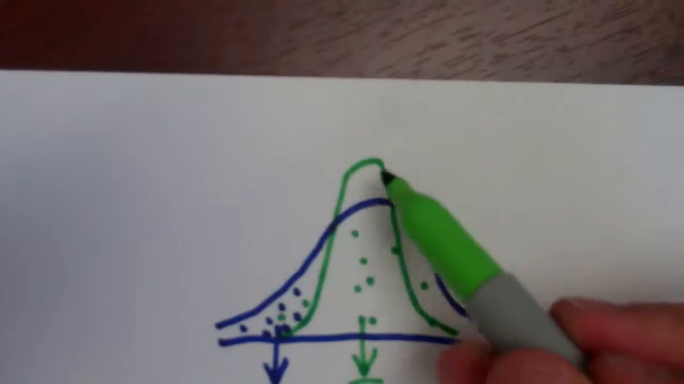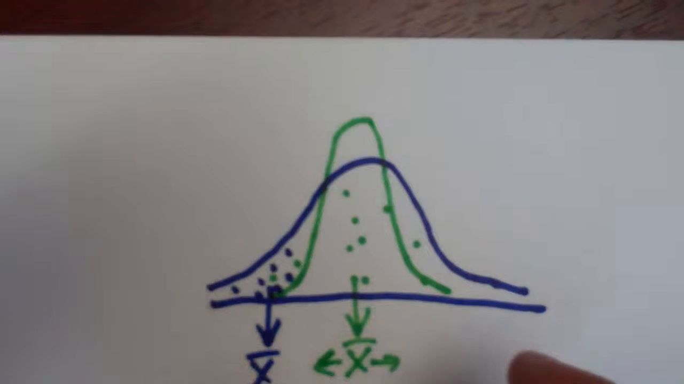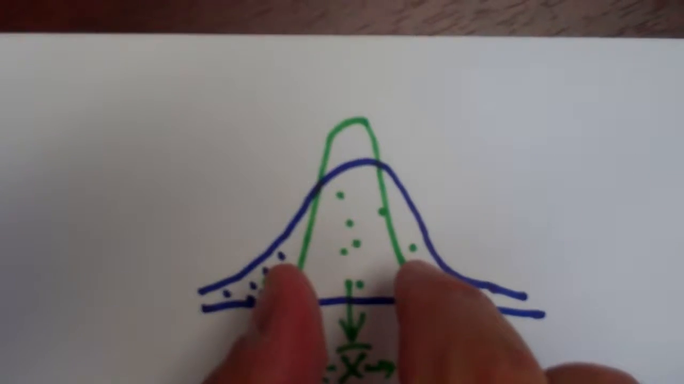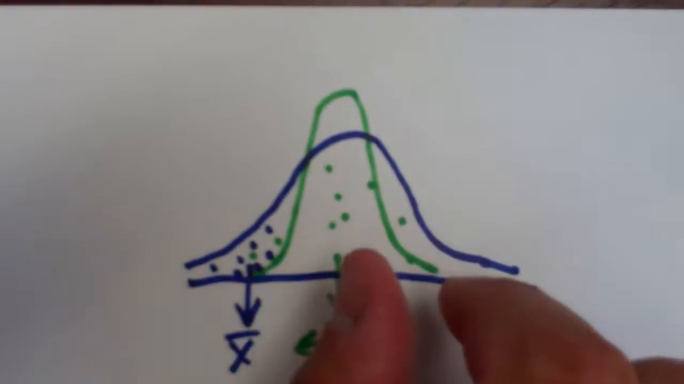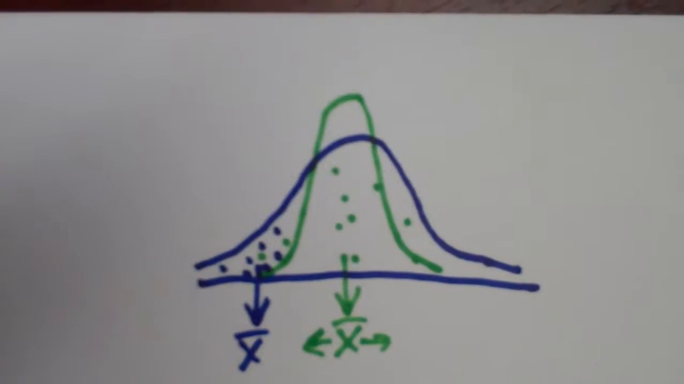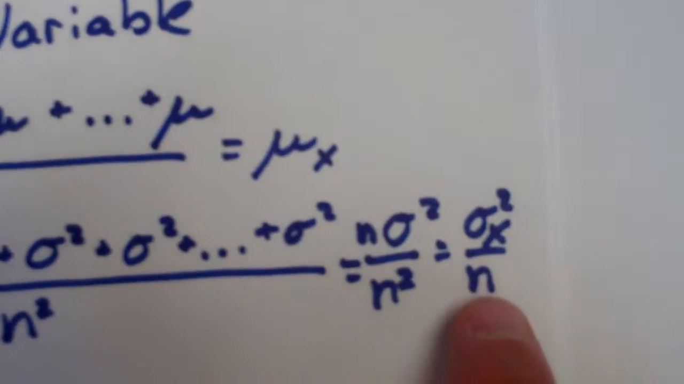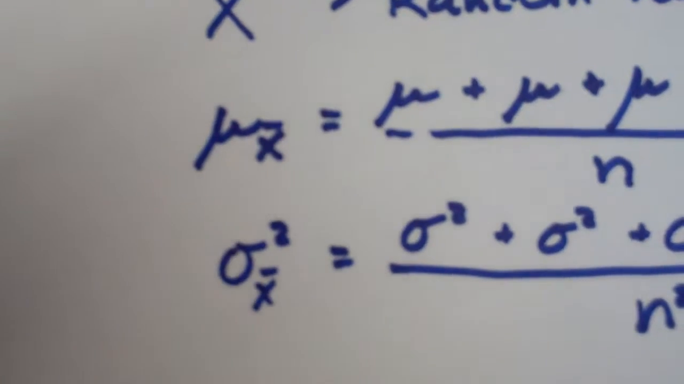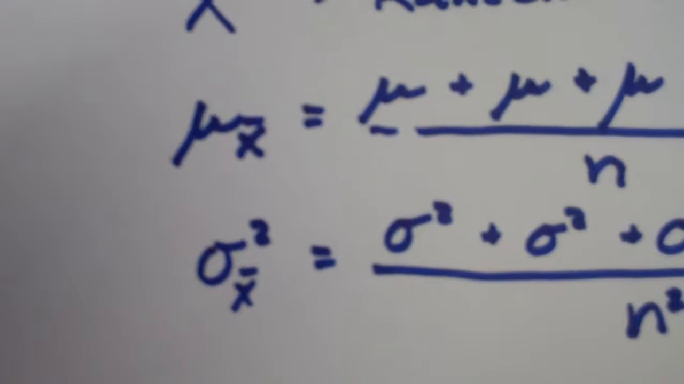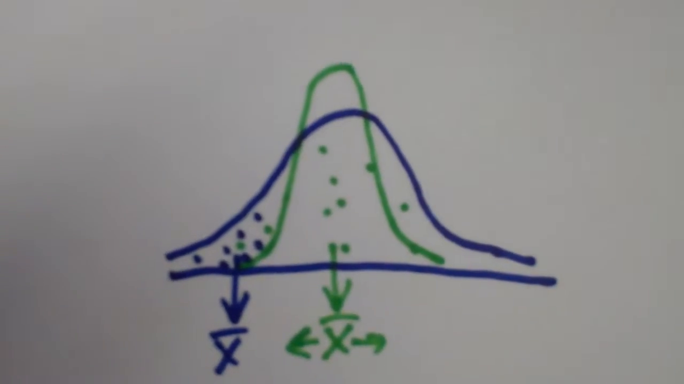So the mean is the same as the mean of x, but the variance is much narrower, because as I take a sample and as my sample size gets bigger, we see that our variance decreases even more, as we see that n in the denominator. As my sample size gets bigger, the variance of x bar gets even smaller. So the bigger the sample size, the narrower this distribution becomes.